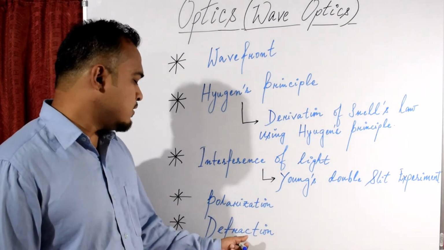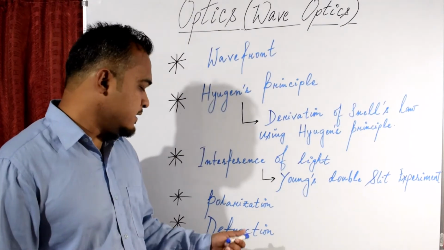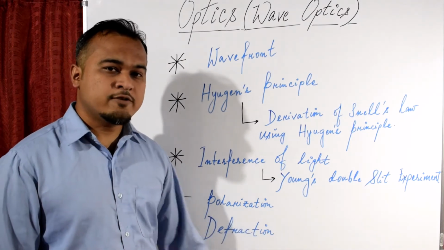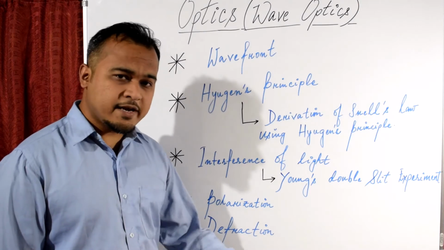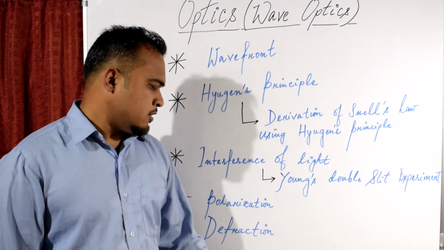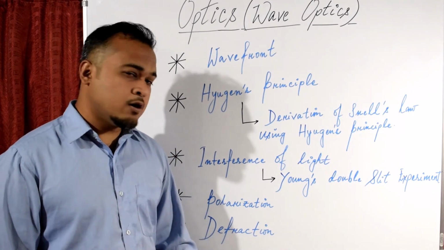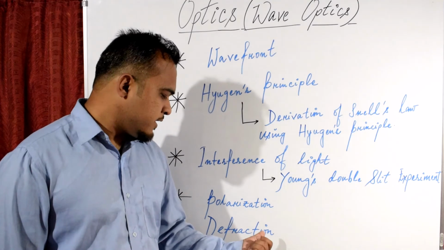The next topic which is important from this chapter wave optics is diffraction. What is diffraction? You'll have to study Fraunhofer diffraction. What is Fraunhofer diffraction? Intensity. The condition for first maximum, condition for first minimum. These are the important topics from the topic diffraction.